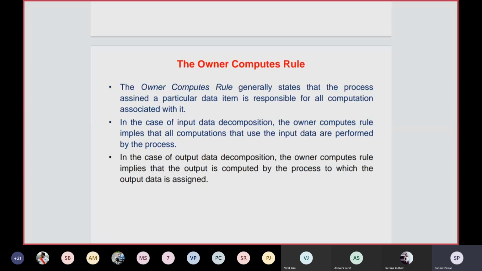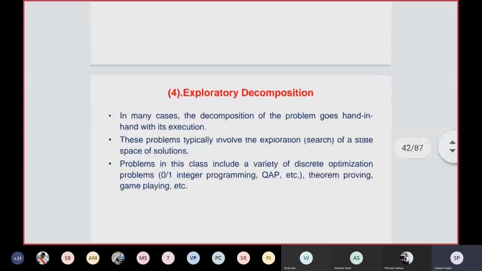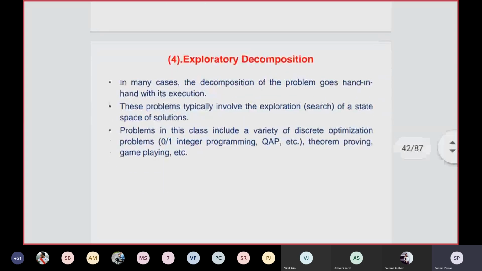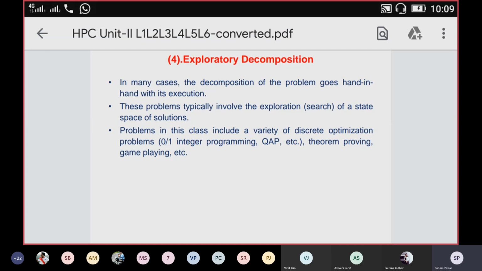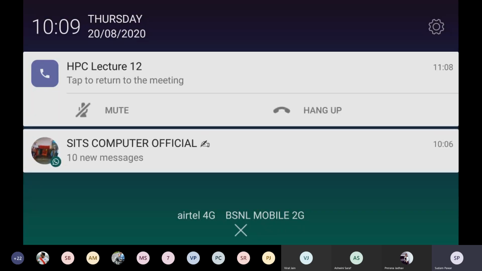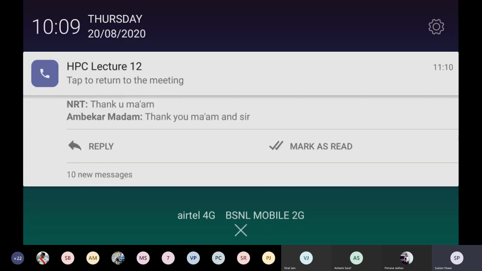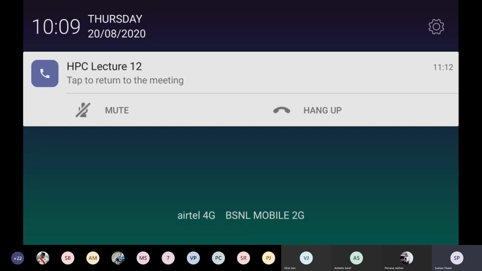So today we'll move towards the third type of decomposition technique. First one we have seen is recursive, second is data decomposition, and third is exploratory decomposition. Let me see your strength, whether students have joined or not.